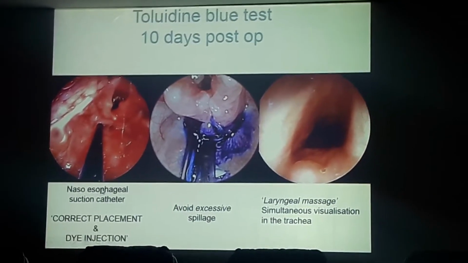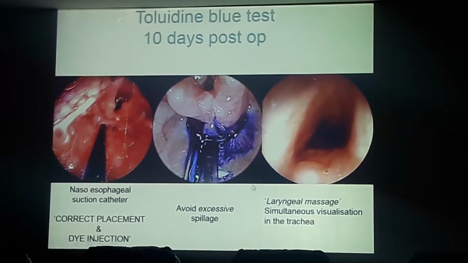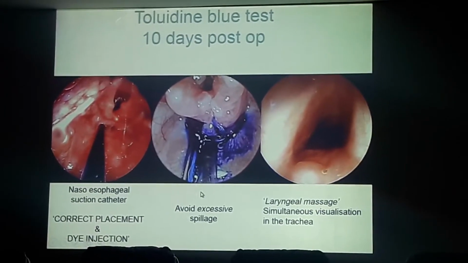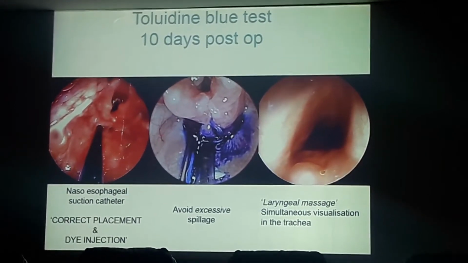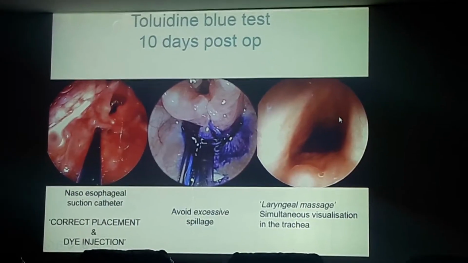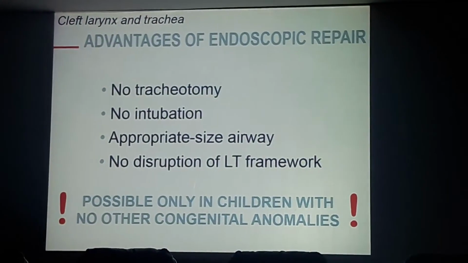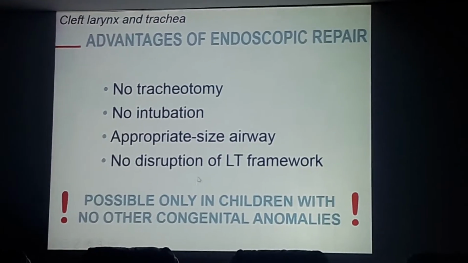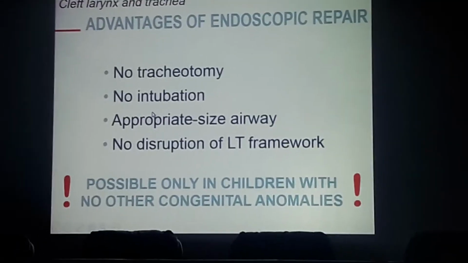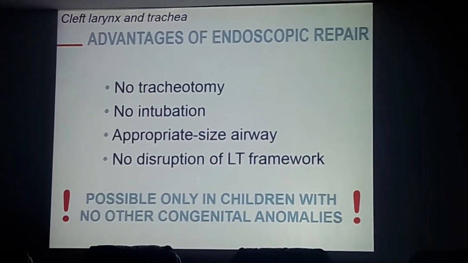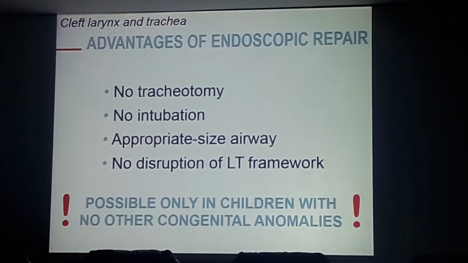So the thing that we actually follow is an esophageal suction catheter, which is well placed in the esophagus. We use the dye and avoid excessive spillage. We do a little bit of laryngeal massage, and simultaneously we put an endoscope in the trachea and see if there is any kind of spillage. The advantages of the endoscopic repair is that there is no tracheostomy, there is no intubation, we have a good sized airway, and of course the frame of the larynx itself is pretty well maintained.